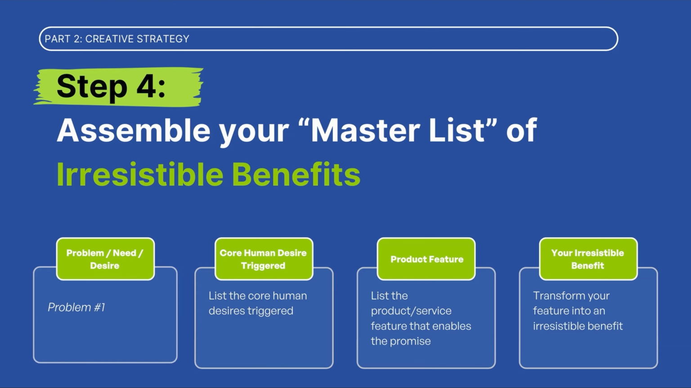In the next step, do the same for all of your product features and set aside for later. Remember, list as many irresistible benefits as humanly possible. You'll put them to work when building your creative scripts and your ad copy.